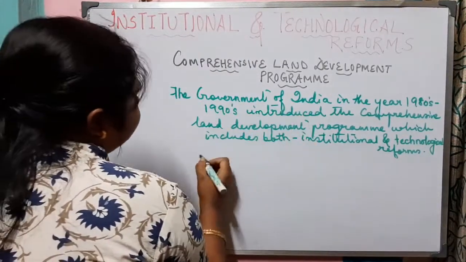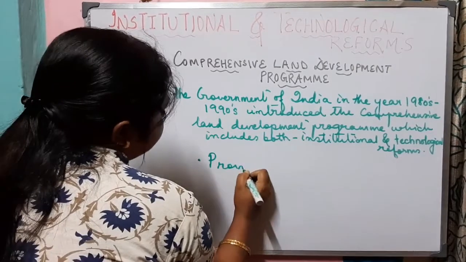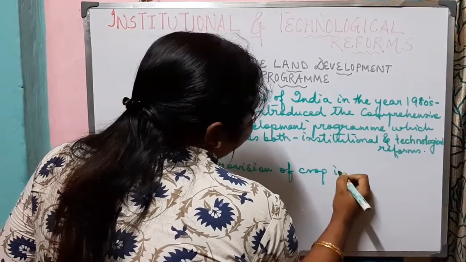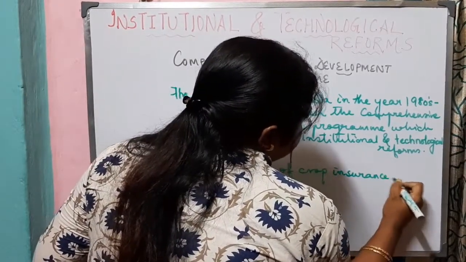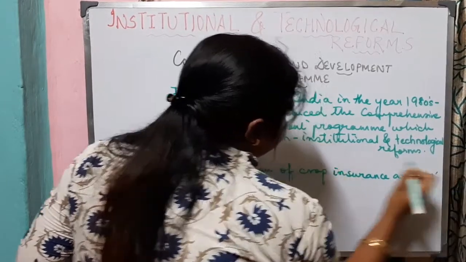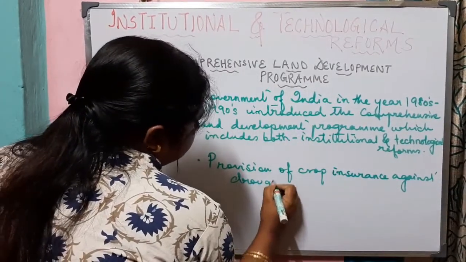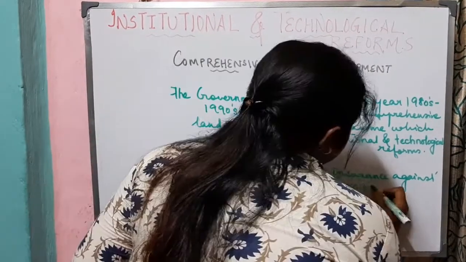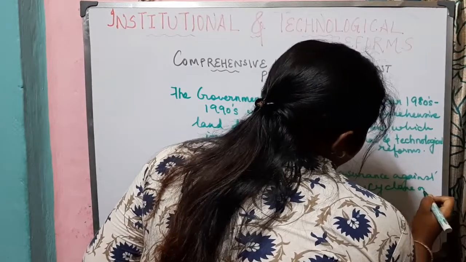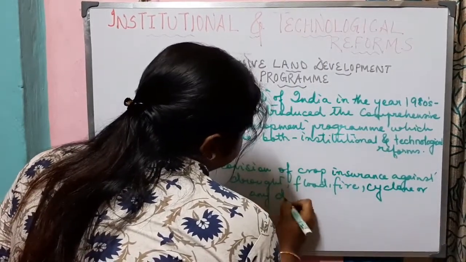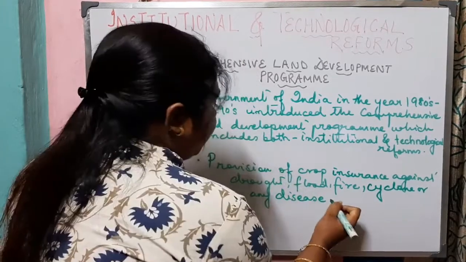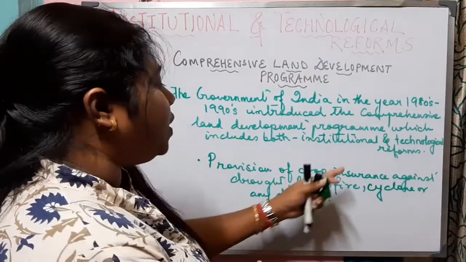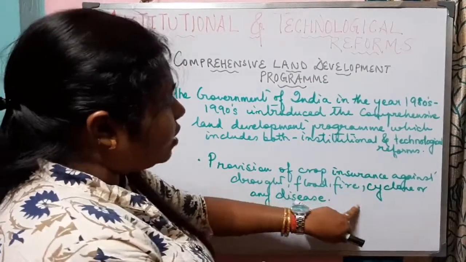Under the Comprehensive Land Development Program, you would see that it includes provision of crop insurance against drought, flood, fire, cyclone, or any disease, which was not there before. So now under the Comprehensive Land Development Program, it included provision of crop insurance against drought, flood, fire, cyclone, or any disease.